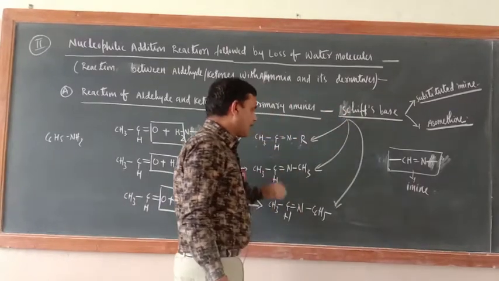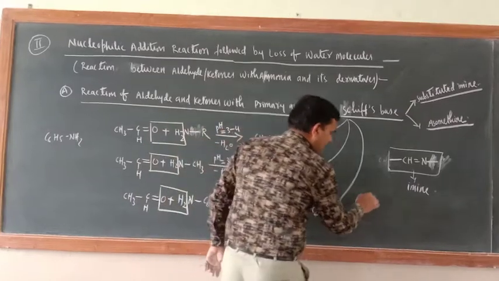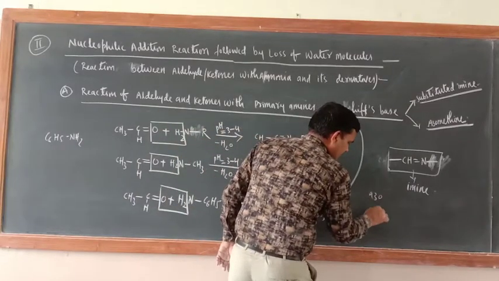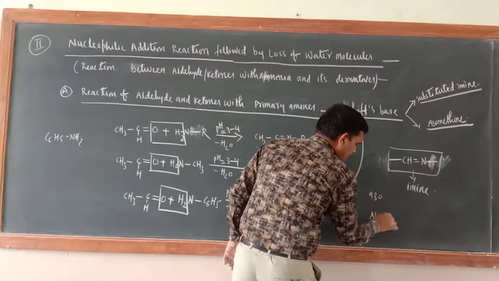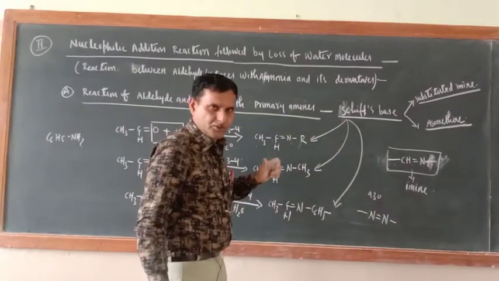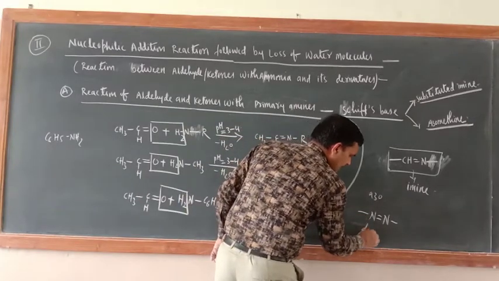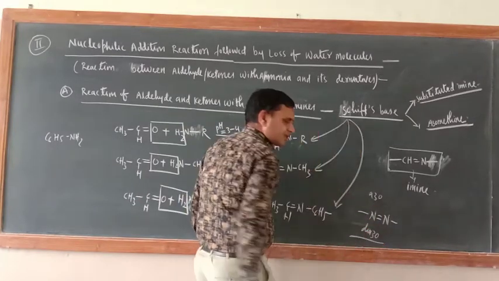Now one more thing is there: azomethine. Azo. What is the meaning of azo group? N double bond N is known as the diazo group. What is the name of this group? Diazo. Okay, this is the diazo group.